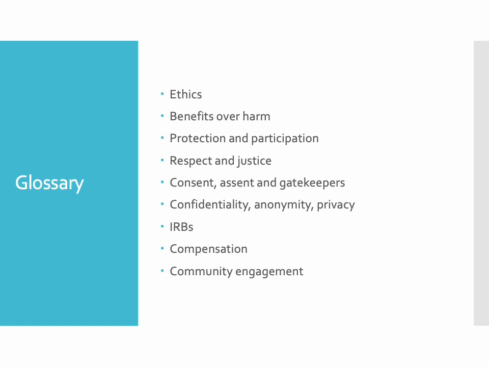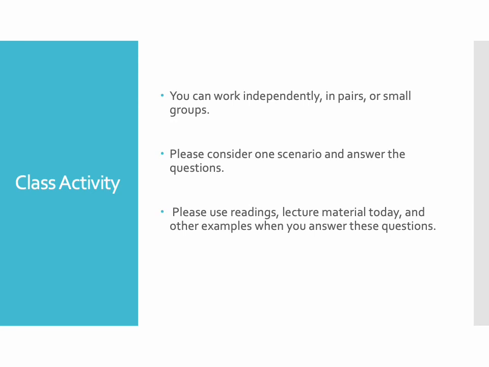And just a fun glossary, like what are ethics, what does it mean to have benefits over harm? Remember, it's about welfare. What does it mean to have protection and participation? What does it mean to do respect and justice? What does it mean by consent, assent, gatekeepers? What does it mean when I say confidentiality, anonymity, and privacy? What are the differences? What are the similarities? What are the IRBs, REBs? Compensation, what is compensation, what is community engagement, for example, why is it so important, things like that to consider for this lecture. And then a fun little activity.